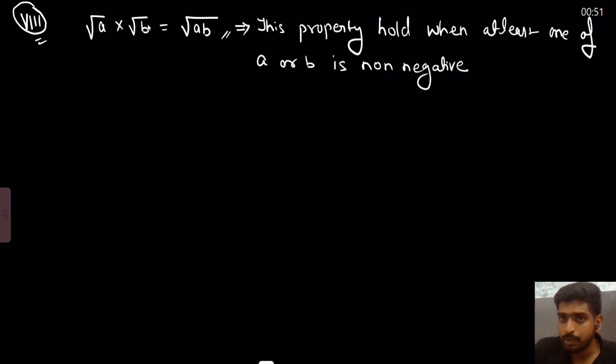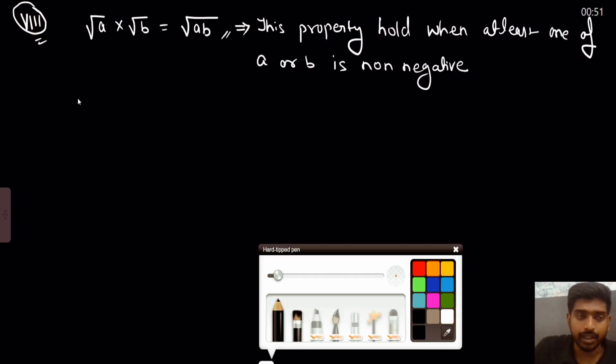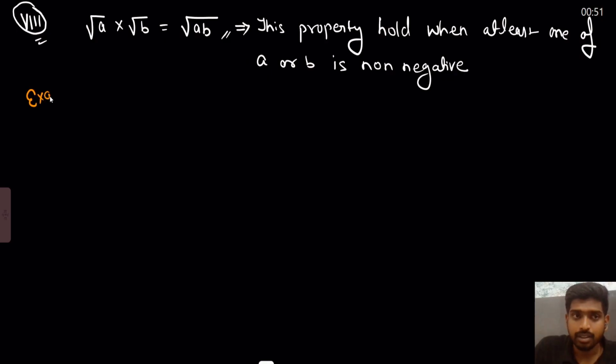Got it? Both can be positive, one can be negative and another positive, or this one can be positive and this one can be negative. But both can't be negative. If both are negative, A is negative and B is also negative, this property will not hold. For example, I will explain when it fails.